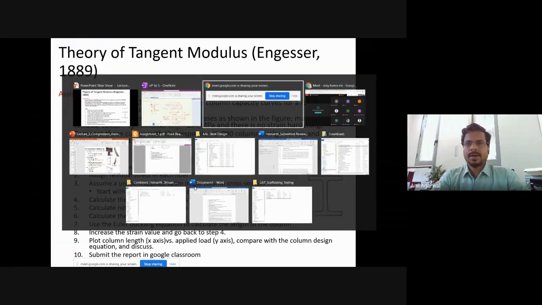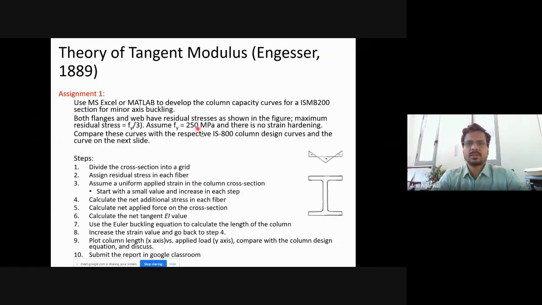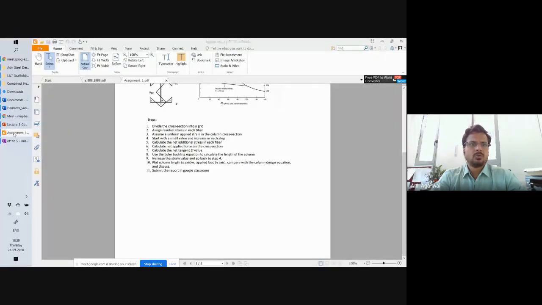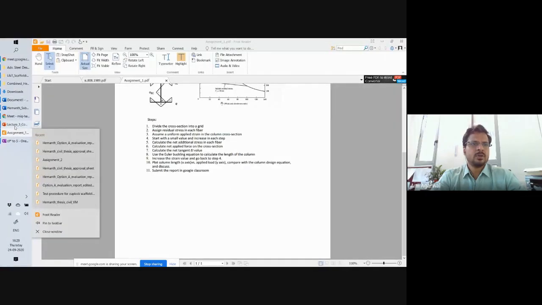So now I have given you one assignment. It is there in the class notes also, but in the class notes assignment I have made a small modification. I've changed the cross section from ISMB, and I have asked you to do it for both minor axis and major axis, for you to follow the difference between the two.